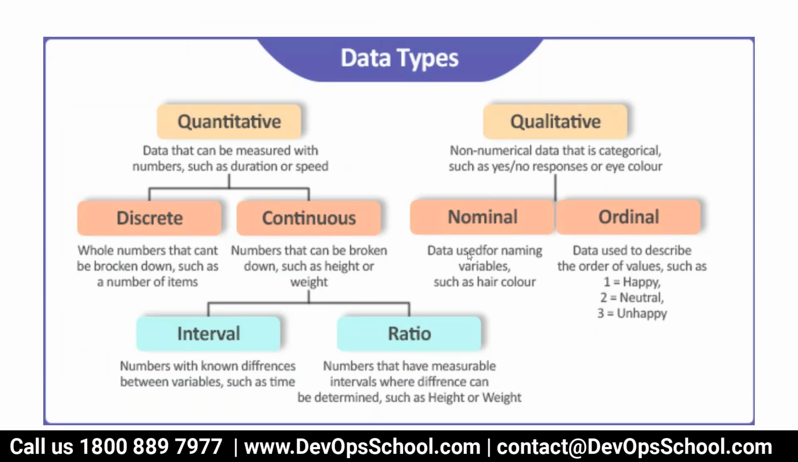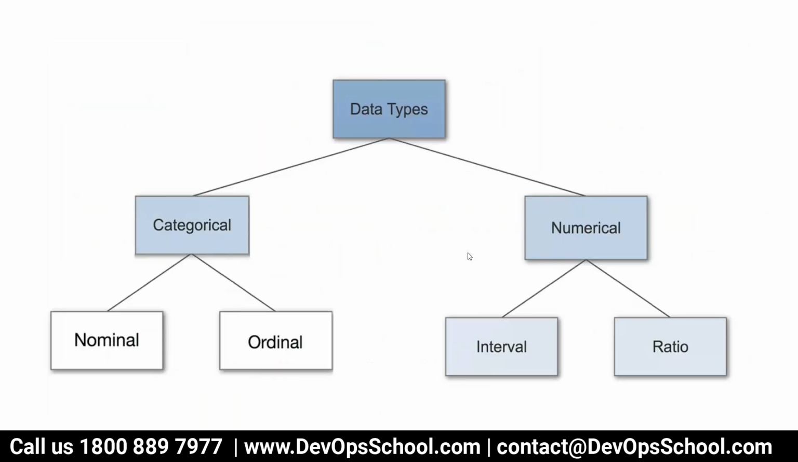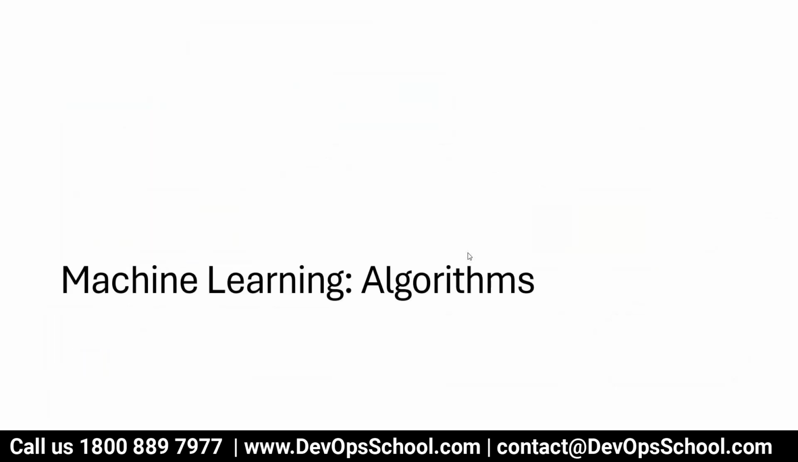Nominal data is data used for naming variables, such as hair colors. And ordinal data is data used to describe the order of values, such as one equals happy, two equals neutral, and so on. So these are the fundamental data types used in machine learning. Again, a different way to put it: categorical, numerical, nominal, ordinal, interval, ratio, and so on.